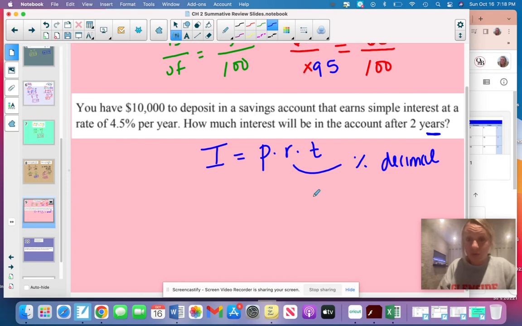So let's plug in what we know. It says you have $10,000 to deposit in a savings account. So there's your principal. We've got 10,000 stacks.